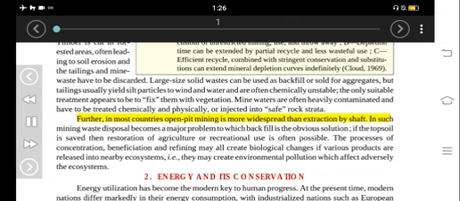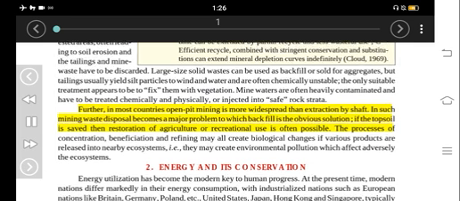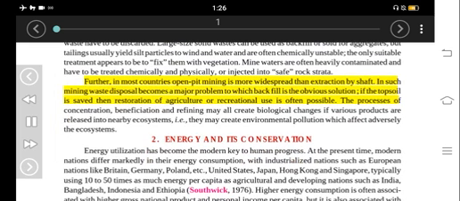Further, in most countries open-pit mining is more widespread than extraction by shaft. In such mining, waste disposal becomes a major problem to which backfill is the obvious solution. If the topsoil is saved, then restoration of agriculture or recreational use is often possible. The processes of concentration, beneficiation and refining may all create biological changes if various products are released into nearby ecosystems, i.e., they may create environmental pollution which affects adversely the ecosystems.